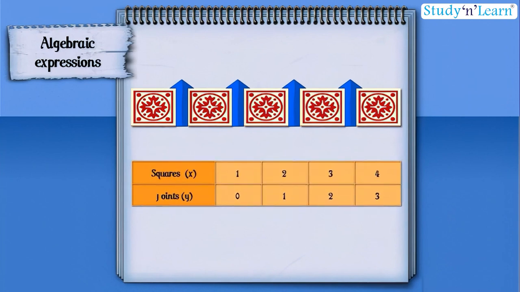Let me put it in a table form. Here, from the table, we can generalize that on subtracting 1 from the number of squares, we can know the number of joints, that is x minus 1. So, with 3 squares, there will be 3 minus 1 is equal to 2 joints, and with 9 squares, there will be 9 minus 1 is equal to 8 joints. In this example, we see how a generalized form makes it easier to solve the problem.